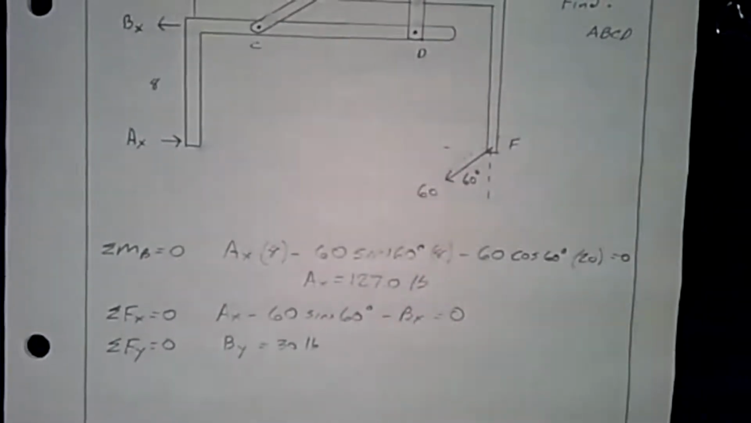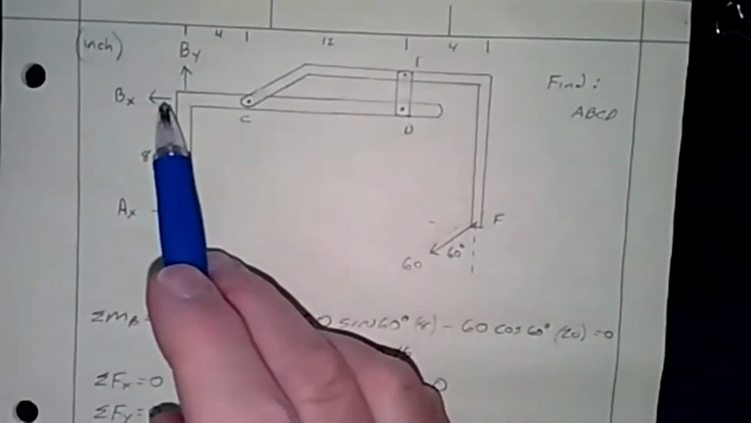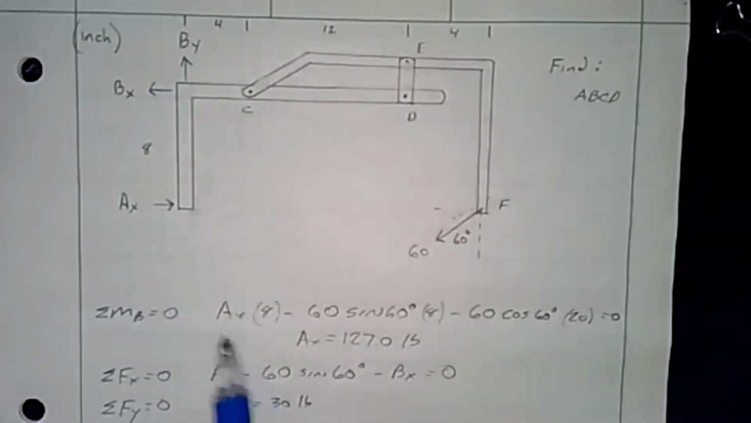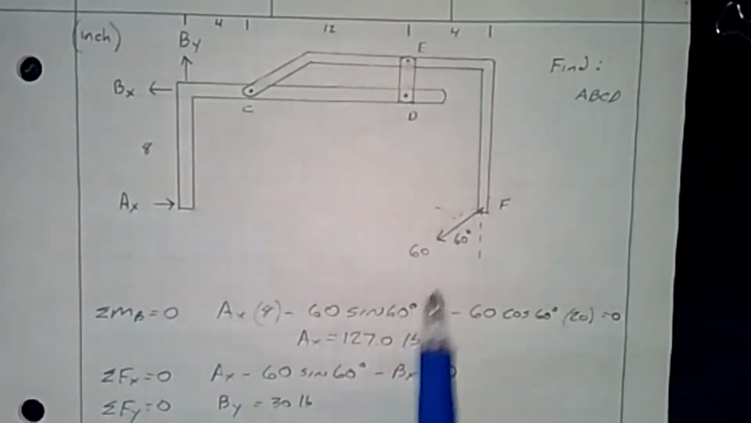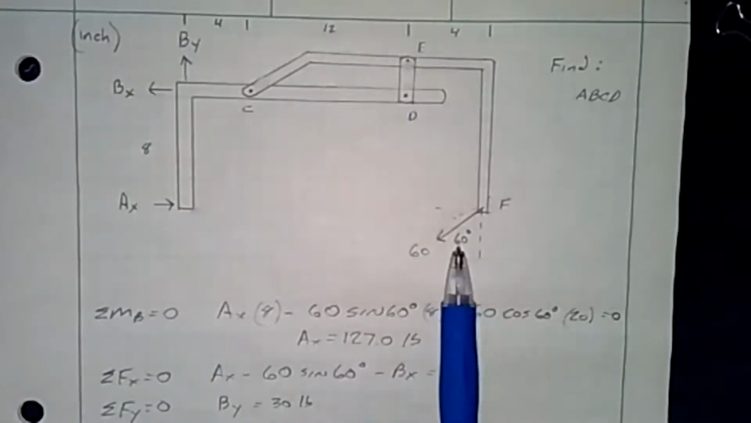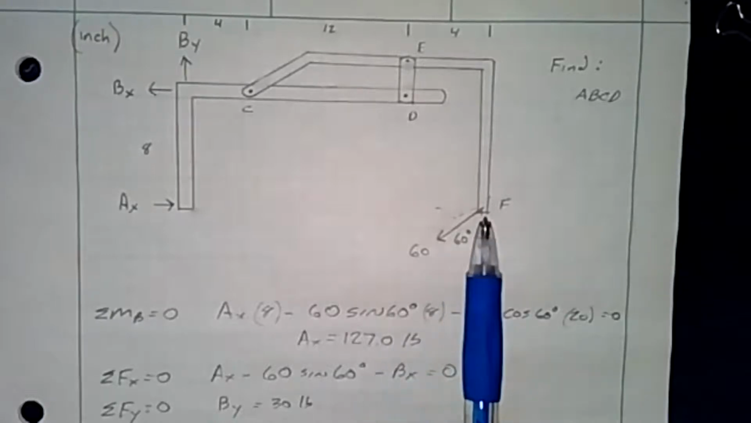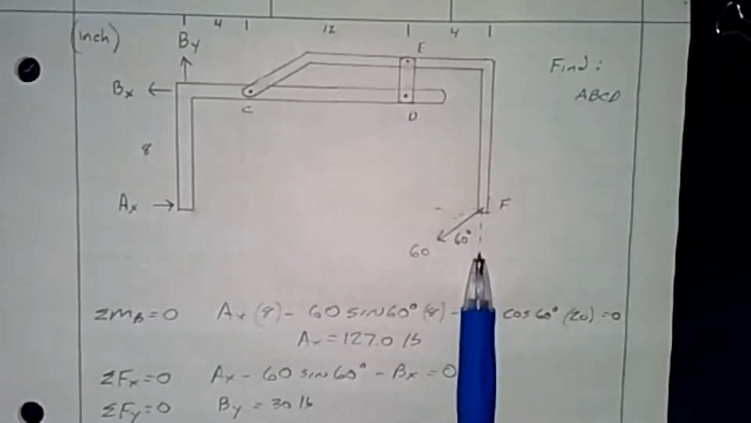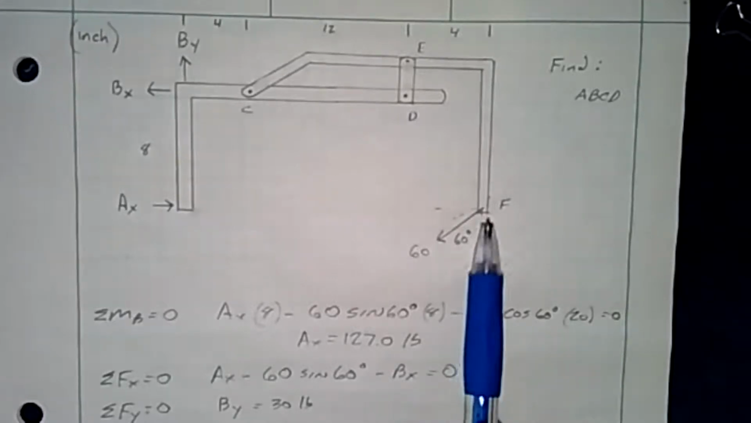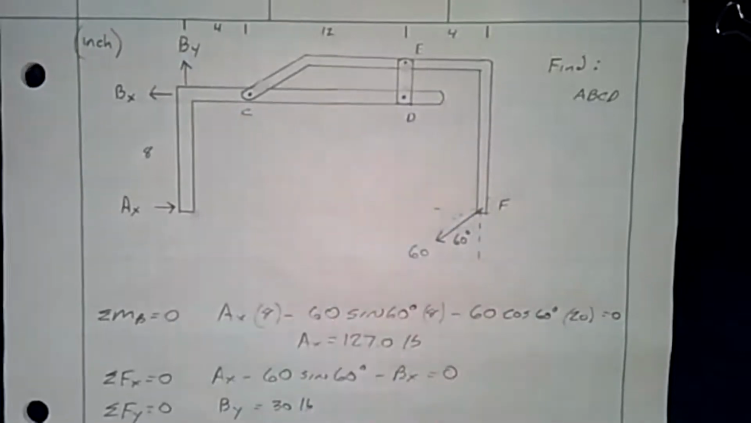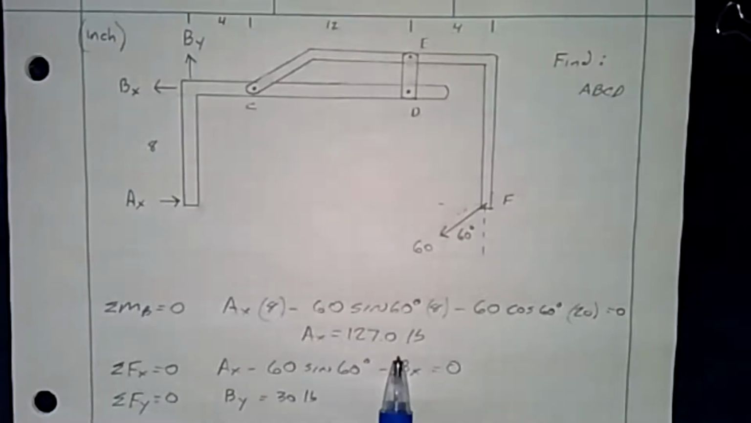So here we have the sum of the moments about B, which is up here. And we have AX times 8 inches, counterclockwise, minus 60 times the sine of 60. So that's that force there, and that's clockwise, and that's going to be times the distance 8 up to here. And then minus the other component, which is the vertical component, cosine 60 times 20 inches, which is the total distance across. So we get AX equals 127.